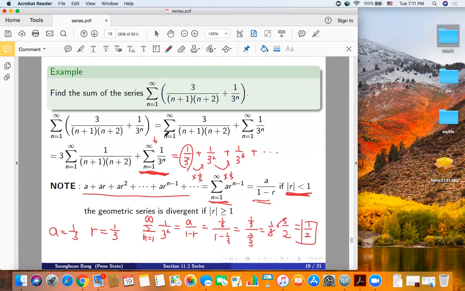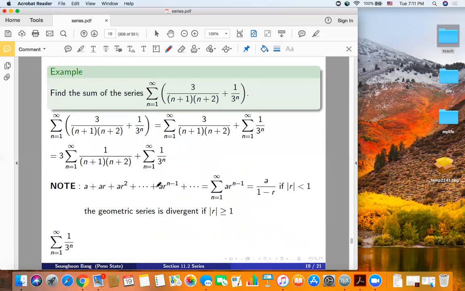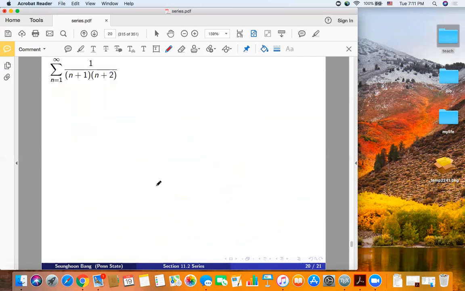So we calculated the second series, right? The second series is 1 over 2. How can you find the first one? The bottom one is the product of two linear functions. We have to use a telescoping sum. This is the idea. Telescoping sum. This is like a result.